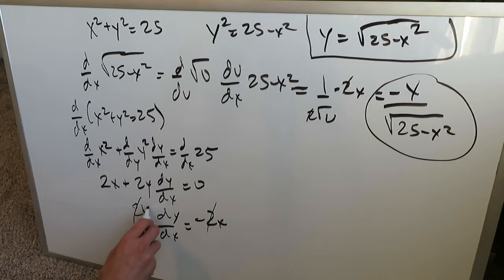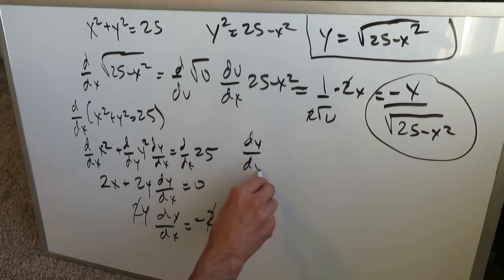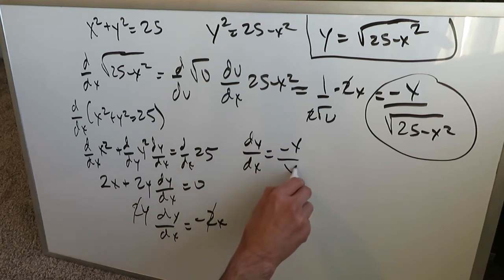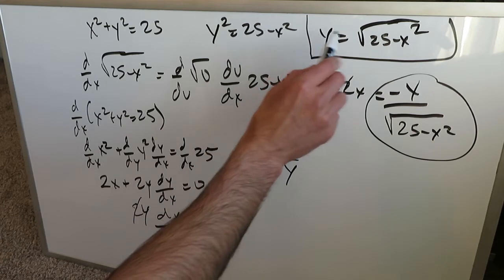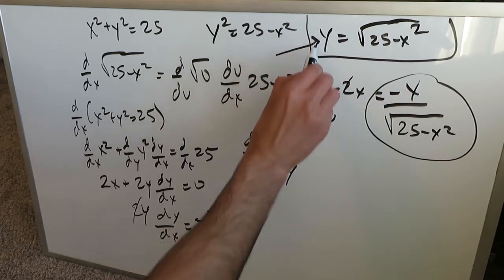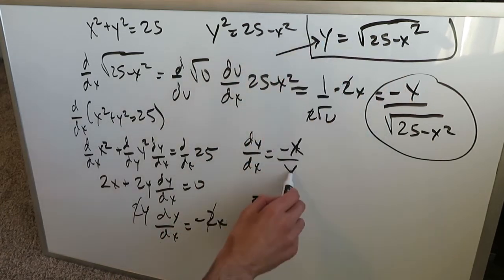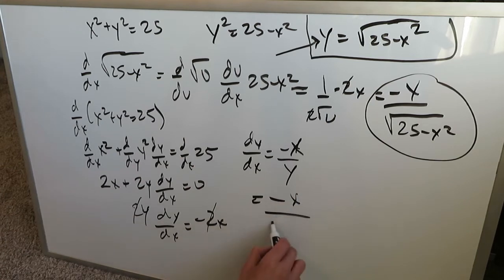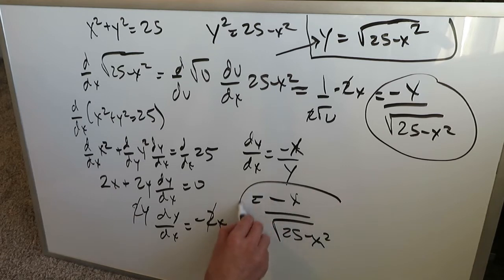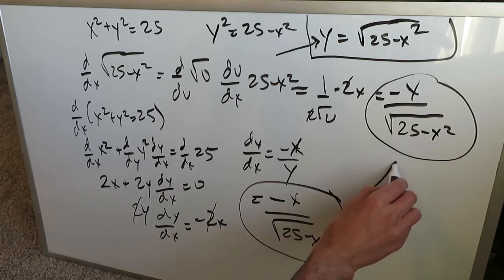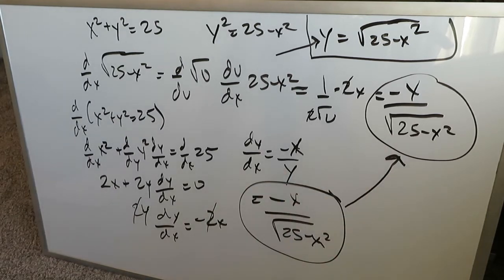You have y dy dx is equal to minus x. Therefore dy over dx is equal to minus x over y. But look over here. What did y initially represent? Y represented this, right? And if you resubstitute that y in place of this, you get minus x over the square root of 25 minus x squared, which is your implicitly derived derivative, which mirrors your explicitly derived derivative.